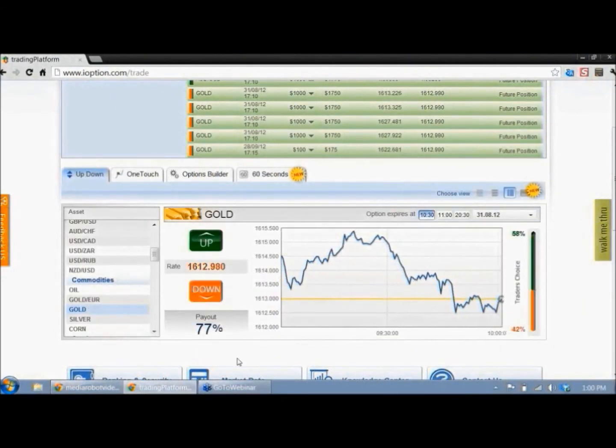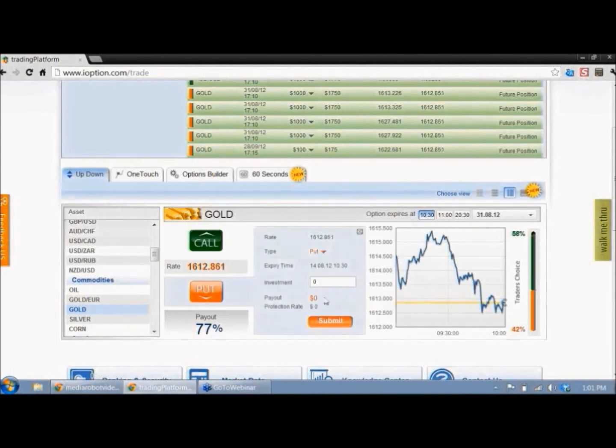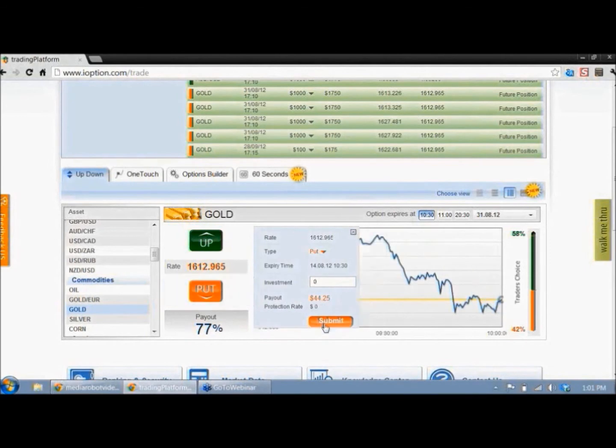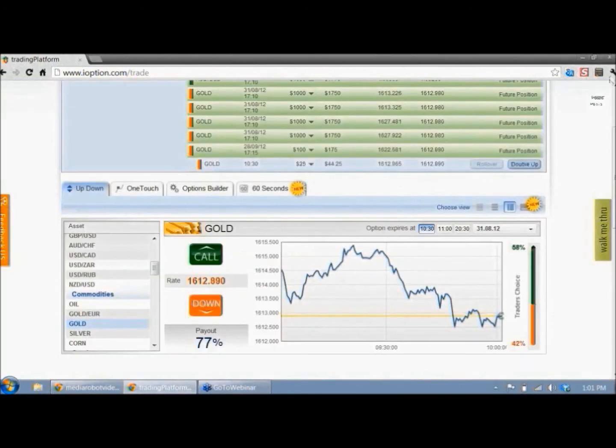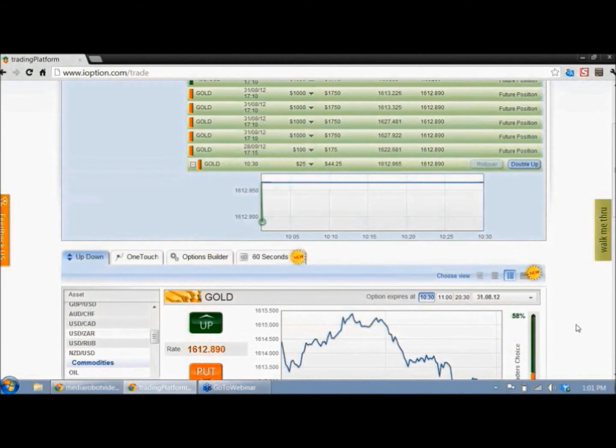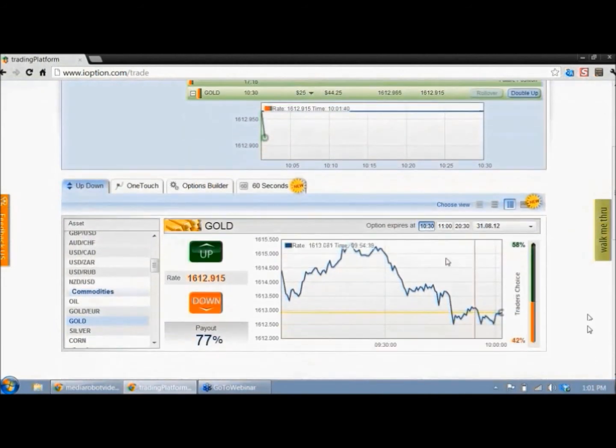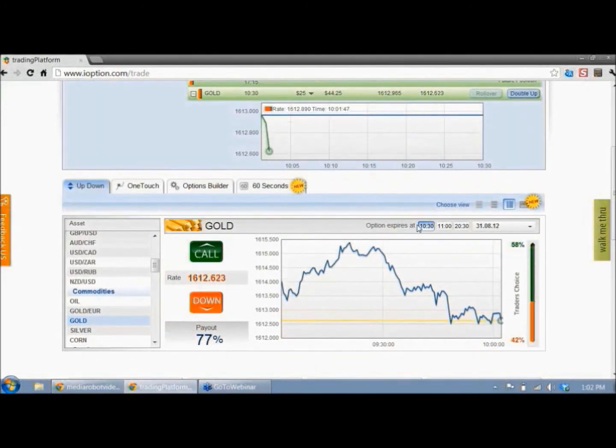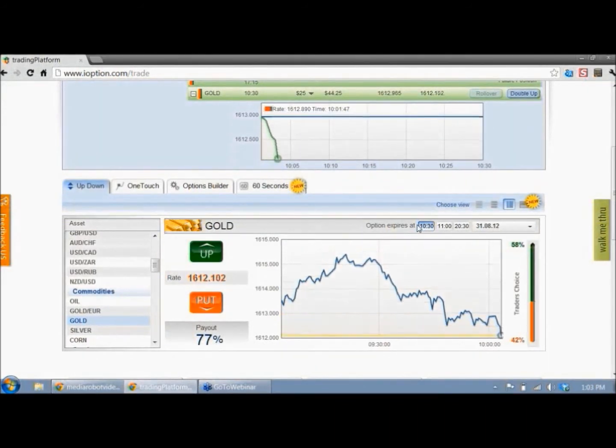So we're now on the live trading floor of iOptions, and we're looking at gold almost at 1613. So we're going to trade gold saying it's going to go down. It's going to stay in that channel, and it's going to go down. So we're going to invest $25. Just that easy. And there we go, we have the trade in place. Your whole risk is $25. And if you notice on the chart, it tells you it pays out 77%. So we'll get back $44 and about 60 cents if we're successful.